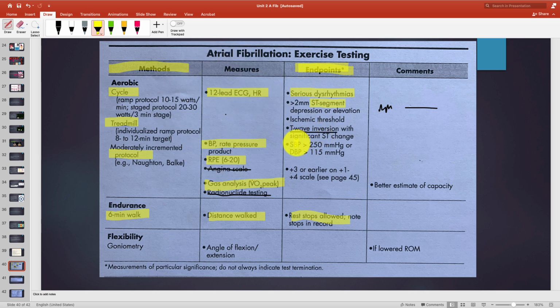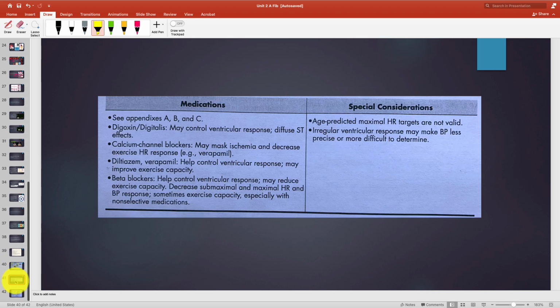And then we have these really important endpoints. And then we talk about what these waves will look like with changes in ECG. Or we could just do a walk test. And as I said, I'll get that to you. We're not going to worry about flexibility. Here's some special considerations to keep in mind.